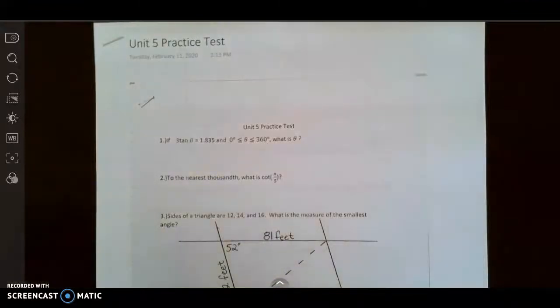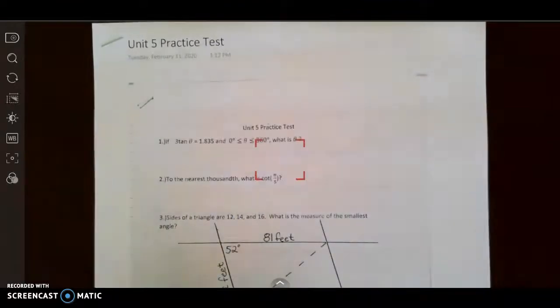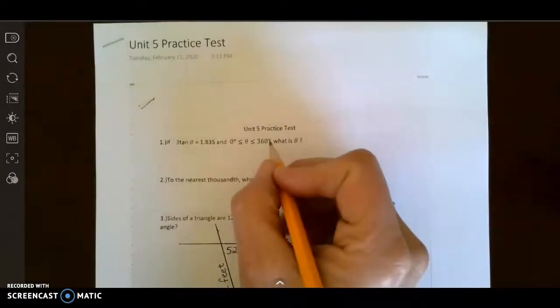So this is our review for the Unit 5 practice test. Let's start with number 1. It says 3 times the tangent of theta is 1.835, and theta is between 0 and 360.